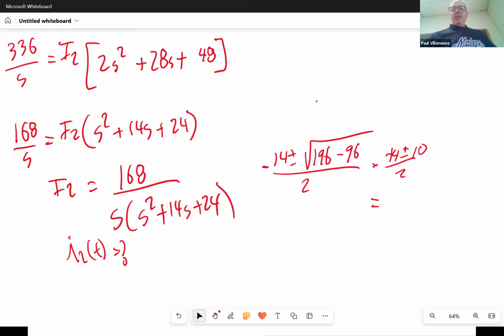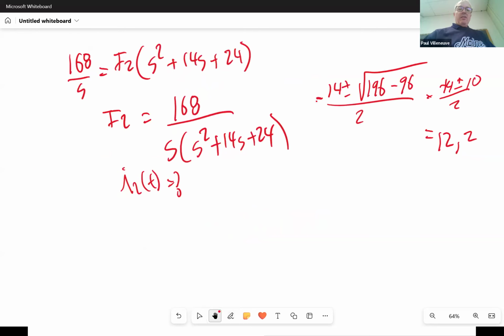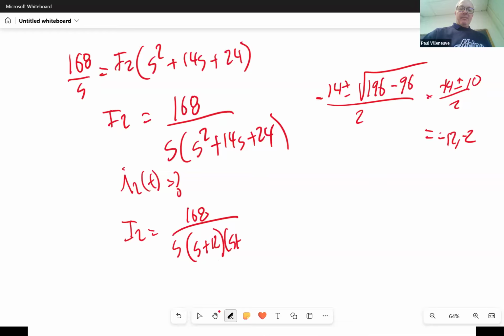So that's going to equal, let's see, 14 plus 2 is 12, and then 14 minus 2 gives me 2. So when I factor this out, negative 12, sorry. Wait a minute, I don't have that right. It's negative 14 plus 10. Yeah, that's right. Negative 12 and negative 2. Sorry. So s plus 12 times s plus 2.